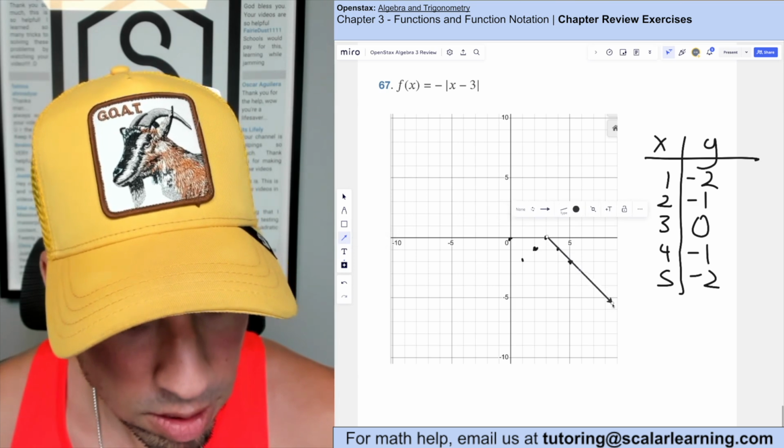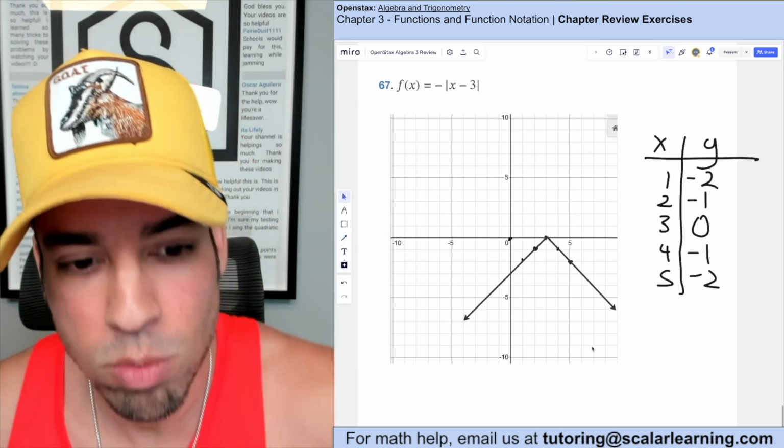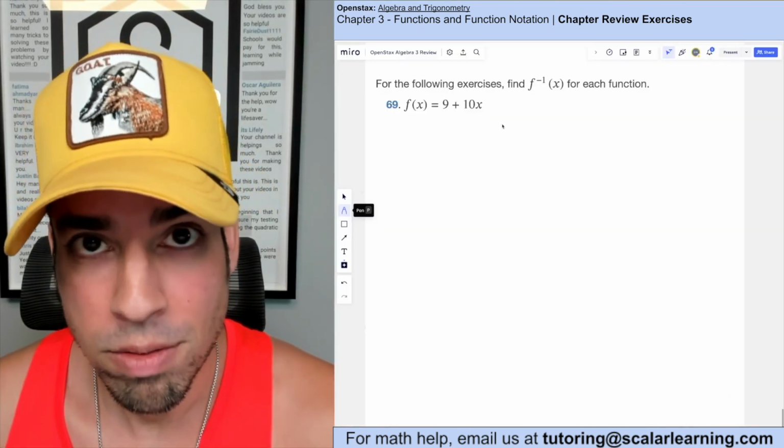And then we're going to connect the dots like so. Boom, and boom. There's my nice absolute value. Boom, done.